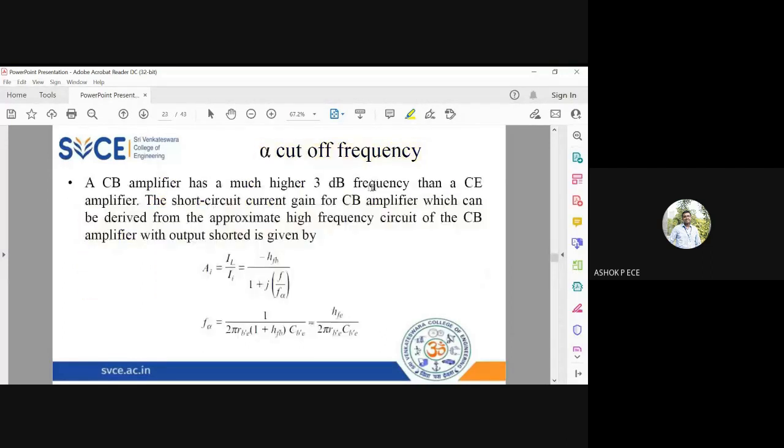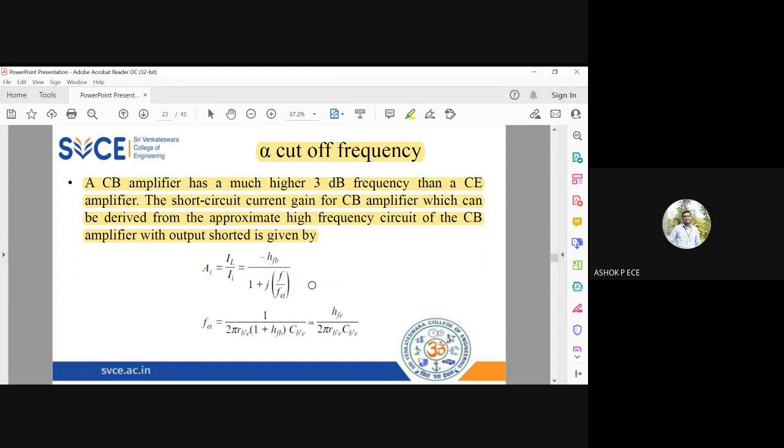Okay, so the same way I can write it for common emitter, I can also find the alpha cutoff frequency. Since beta is for common emitter amplifier, alpha is going to be for common base amplifier. When you take a common base amplifier, just like how I derived the expression for AI, I can derive the expression for AI for a common base amplifier also.